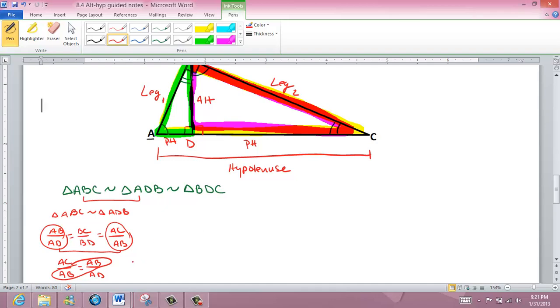Now, if I were to cross multiply here, I would get AB squared equals AD times AC. Now, AD times AC, you could also do AC times AD. It doesn't really matter. Now, what does this mean? Well, if I look at AB in this original triangle, let me minimize the ribbon here.